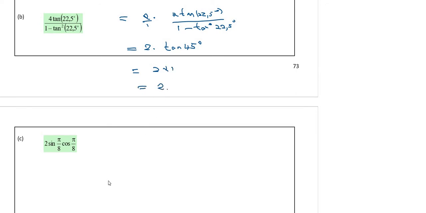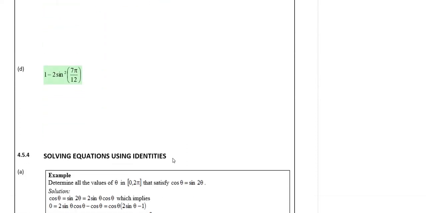Okay, here I have 2 sine cos. So this is going to give me, I realize 2 sine cos, same angle, it's the double angle, so this must be the sine of 2 times pi over 8, that will be pi over 4. That's 45 degrees, and the sine of 45 degrees is 1 over square root 2. Okay. 1 minus 2 sine squared, I realize that this is the double formula.